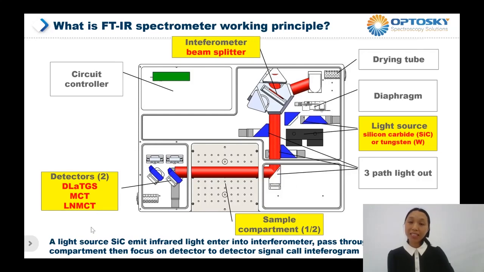So it works like this: the light source is SiC, which emits infrared light that enters the interferometer and passes through to the sample compartment, and then is focused onto the detector to collect the signal called the interferogram. Actually it's very complicated, but if we make it simple, there are only four parts. And these four parts are important when you need to choose the model.